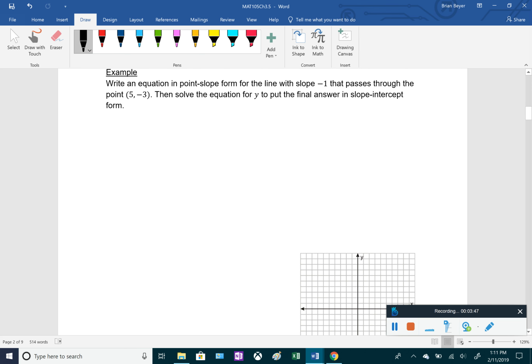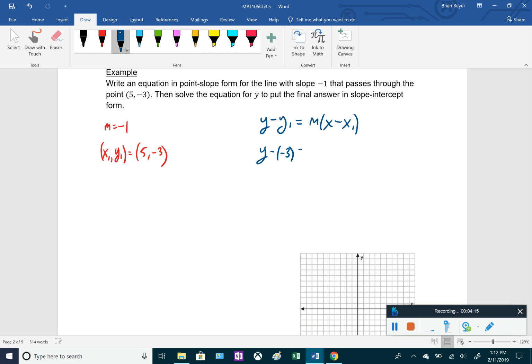Okay, so another one. Write an equation in point-slope form with a slope -1. So m here is -1, passing through the point x1, y1, which is 5, -3. So starting with point-slope form, we have y minus y1 equals m times x minus x1. So plugging in, it's y minus a -3 equals m, so -1, times x minus 5.